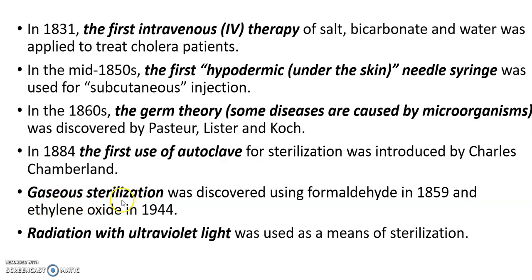So the gas sterilization method was developed in 1859. They started using formaldehyde gas, which is a very toxic, cancerous gas, and then they also started using ethylene oxide for gas sterilization. Later on, of course, they came up with another method, radiation with UV light. Strong UV light can kill microbes as well, so they started using it too.